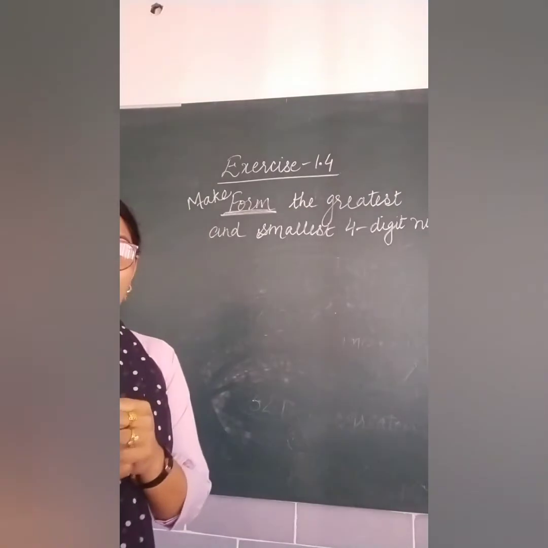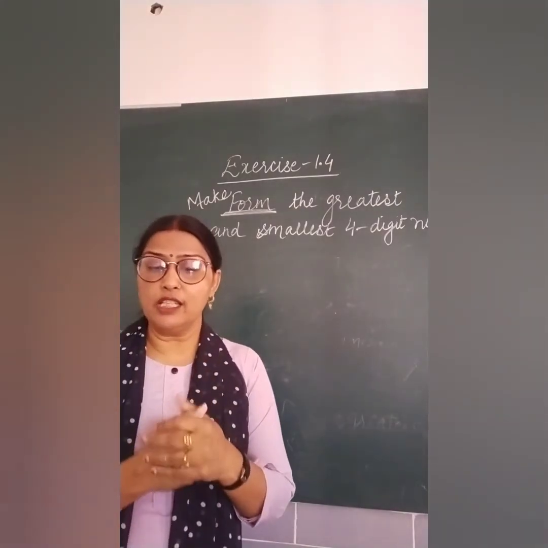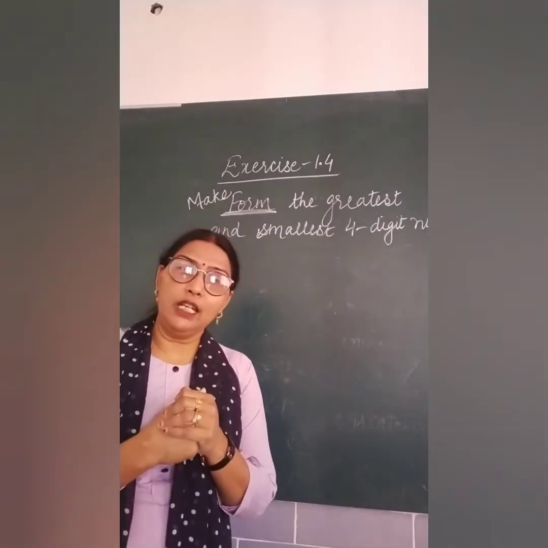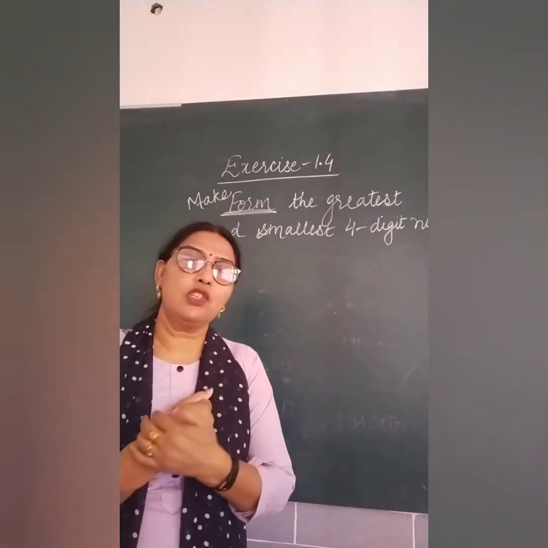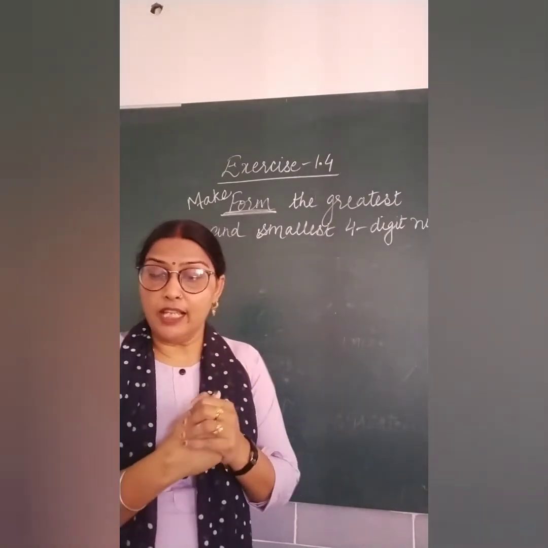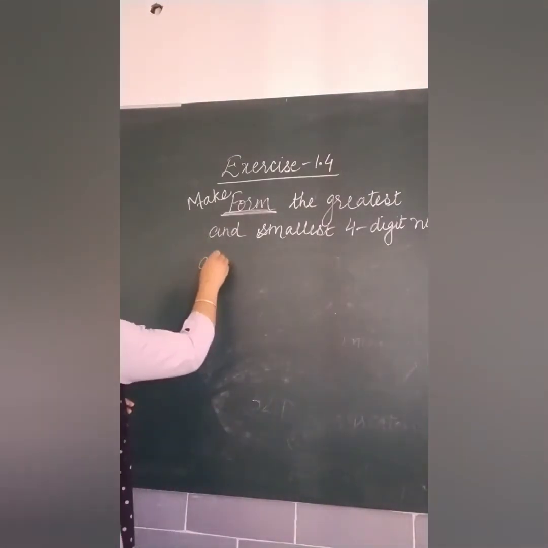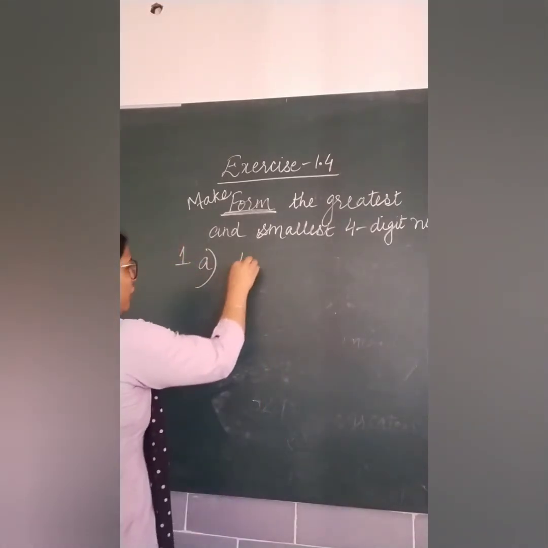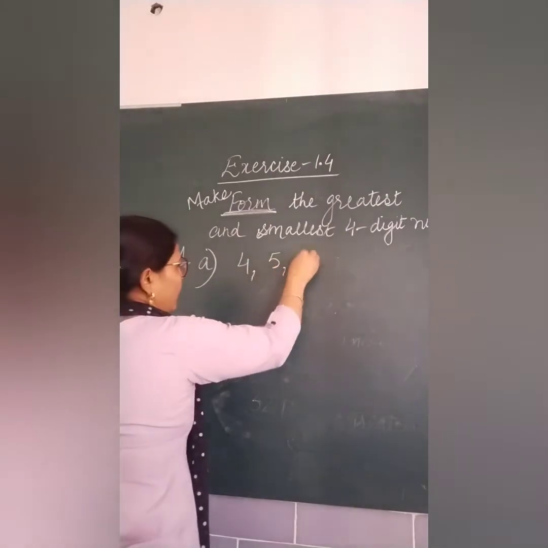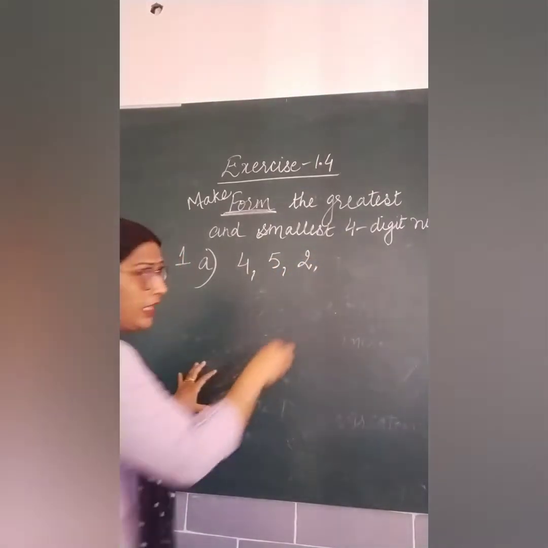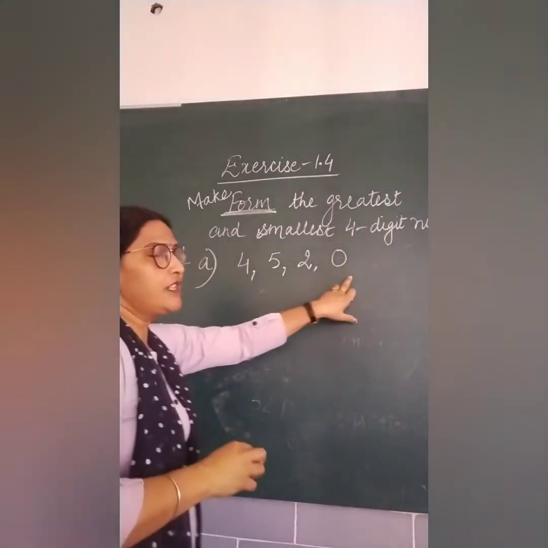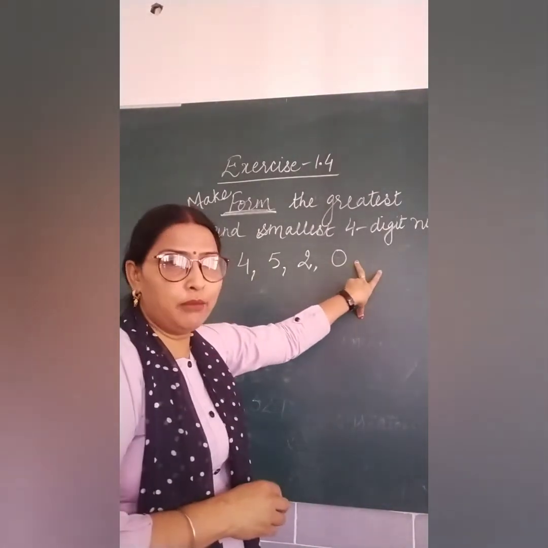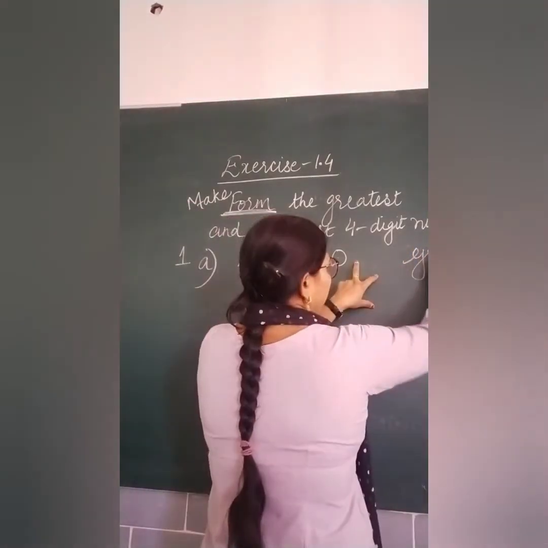And we have already done that to make the greatest 4-digit number we must arrange the digits in decreasing order. Let me tell you, part A of the first sum. Yes, the statement is there. Which digits are given to us? 4, 5, 2 and after that 0. These 4 digits are given to us and we have to make the greatest number.